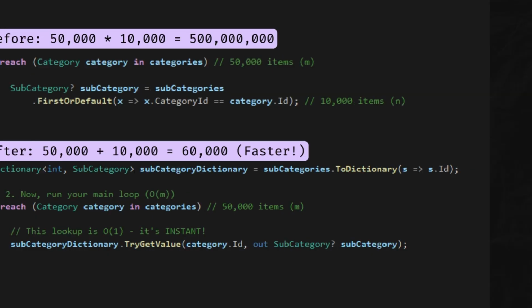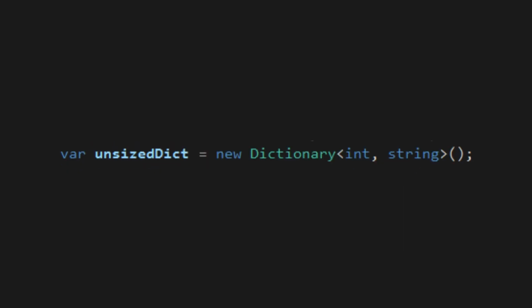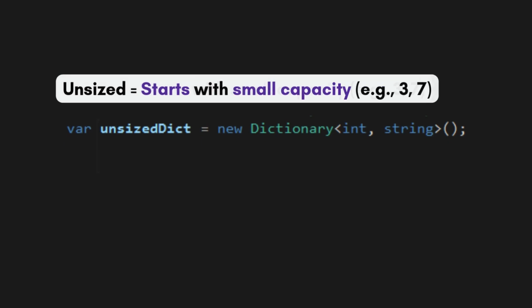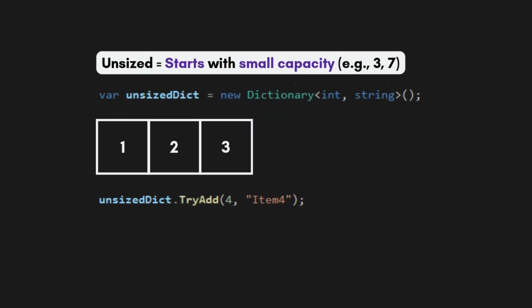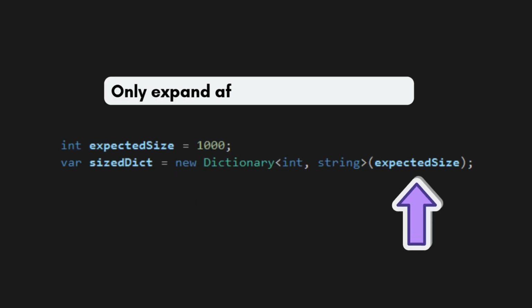Another pro tip, pre-size your dictionary. If you know you'll store around 1,000 items, pre-size the dictionary like this, because a dictionary expands itself when full. This triggers rehashing, which is expensive. Pre-sizing avoids the rehashing and gives maximum performance.